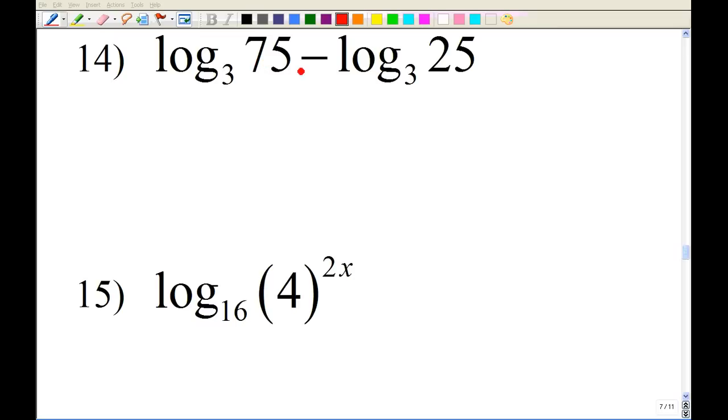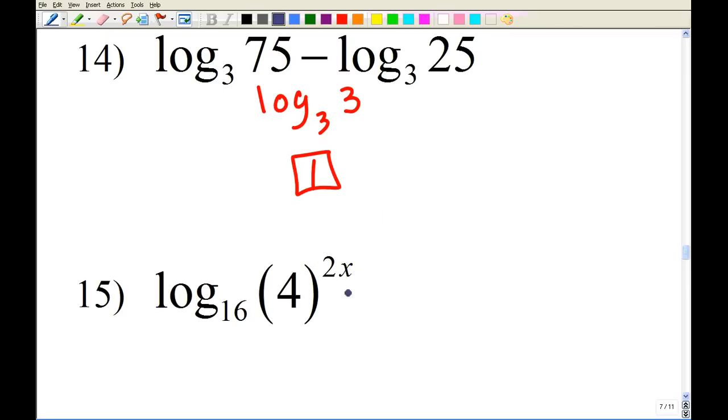14, log base 3 of 75 minus log base 3 of 25. So we have like bases of 3. This time we're subtracting, so we can combine it into a single log by division. So log base 3 of 75 divided by 25 is 3. Now we think 3 to what power equals 3? 3 to the 1st power equals 3. So we're done.